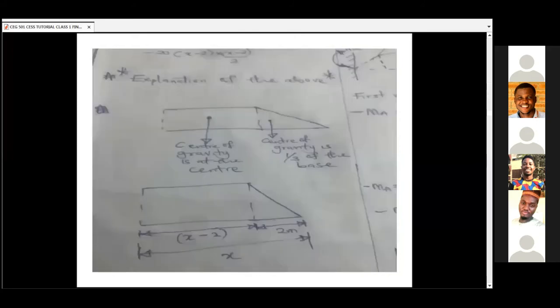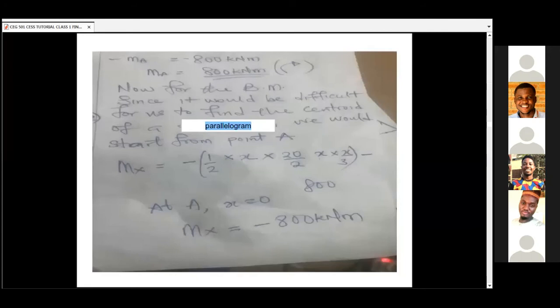Okay, so if we use that now, it will be what? Now, as usual, taking moment so that the negative will remain there. So that would be half of X, which is the base, times 20 over 2x times x over 3 minus 800. Now the 800 is what we found out to be the value of the couple at that point. So let me explain how I got the half x times 20 over 2x times x over 3.